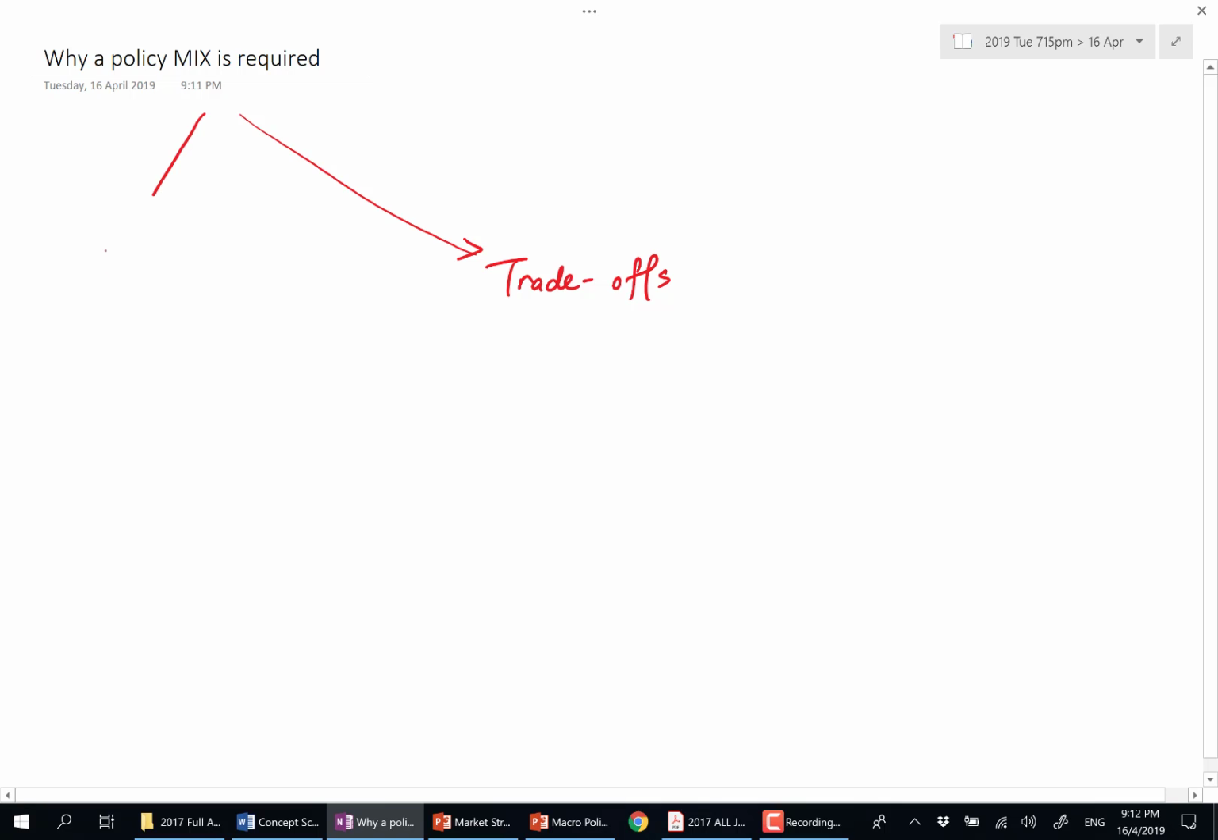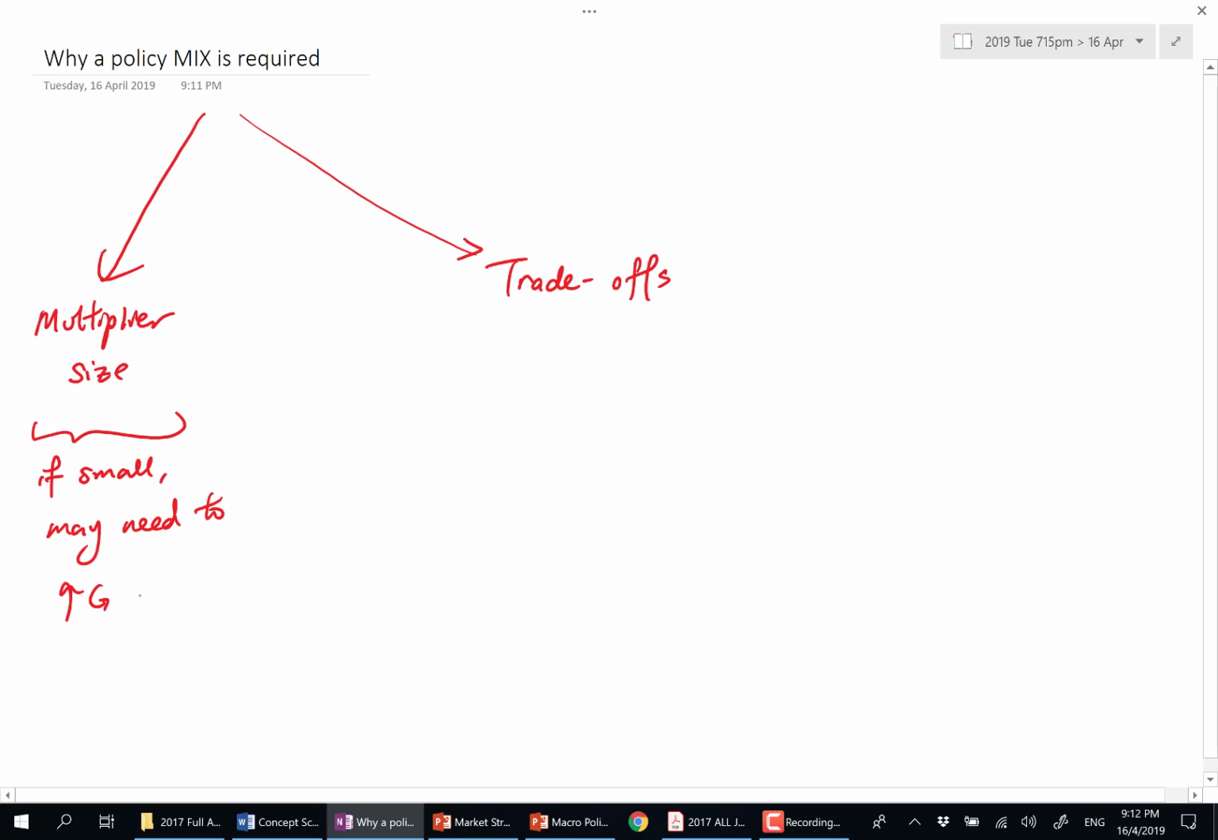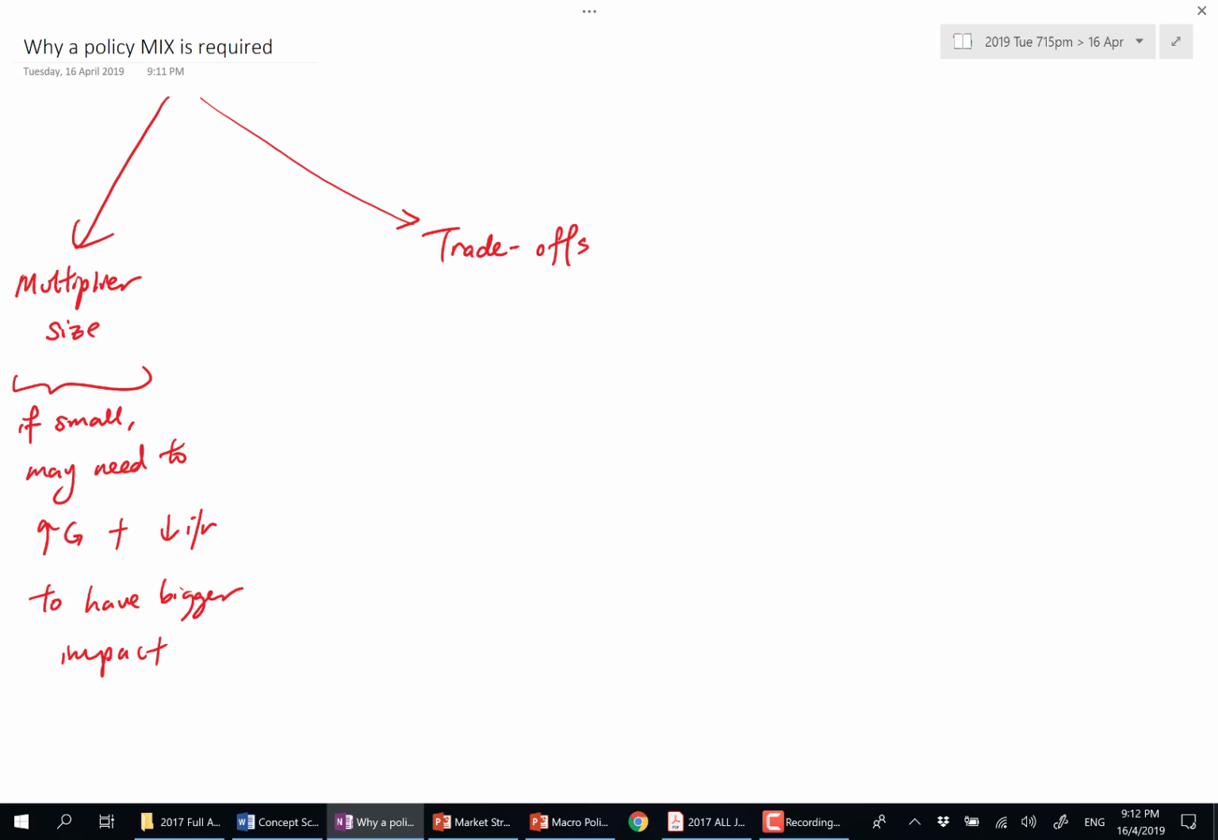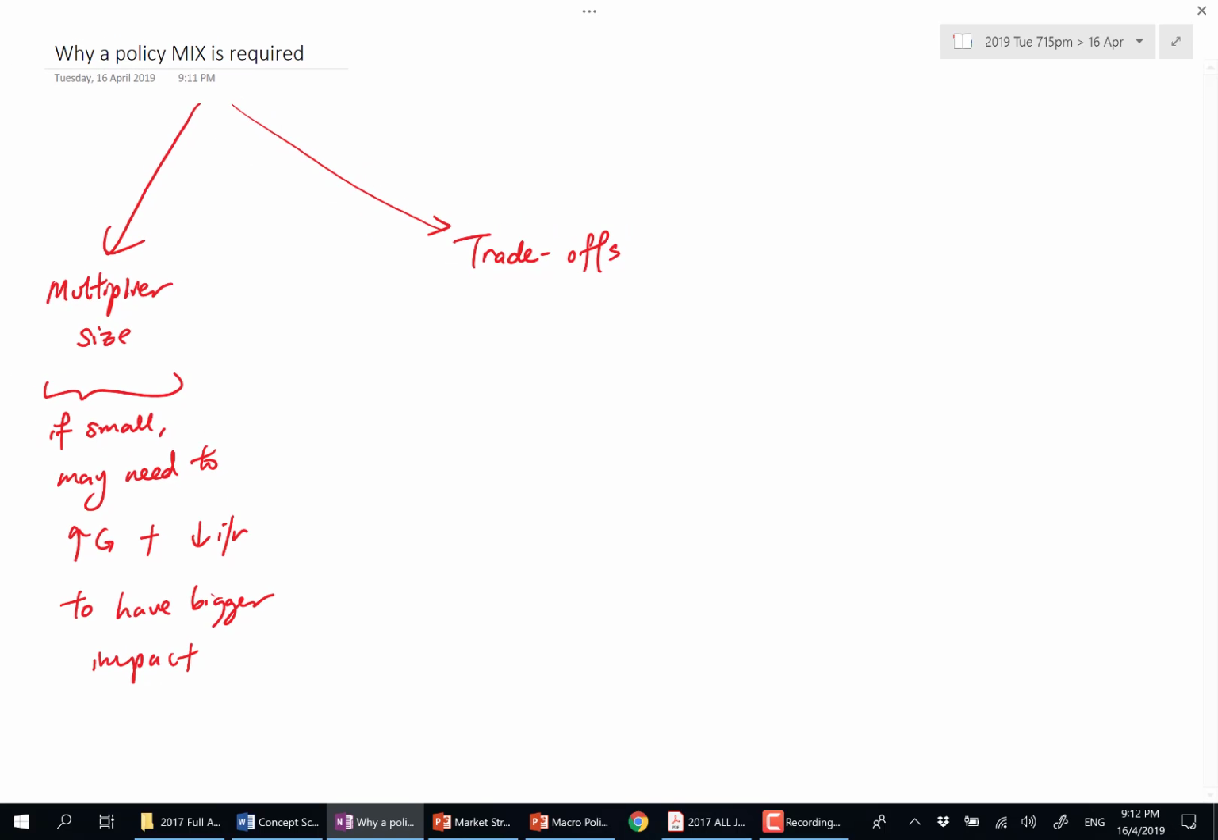There's another reason. The multiplier is small. If small, you may need to increase G plus lower interest rates to have a bigger impact. It's like if you are small yet you want to go and pick a fight, you should bring a friend with you. Okay. So trade-offs we have already explained.